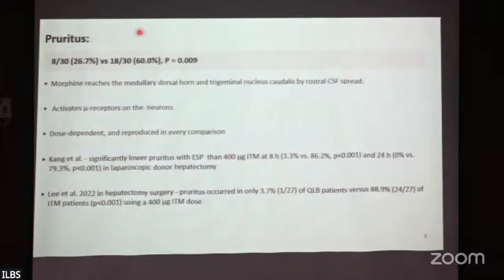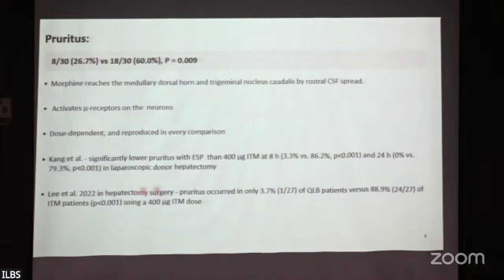Coming to the next side effect, that is pruritus, morphine directly reaches the medullary dorsal horn of the spinal cord and activates the trigeminal nucleus by CSF spread. It also activates the mu receptors, and it causes a dose-dependent effect, and it is reproduced in every comparison.